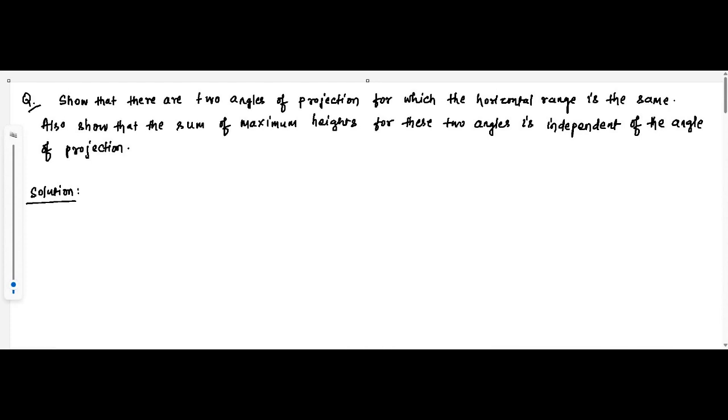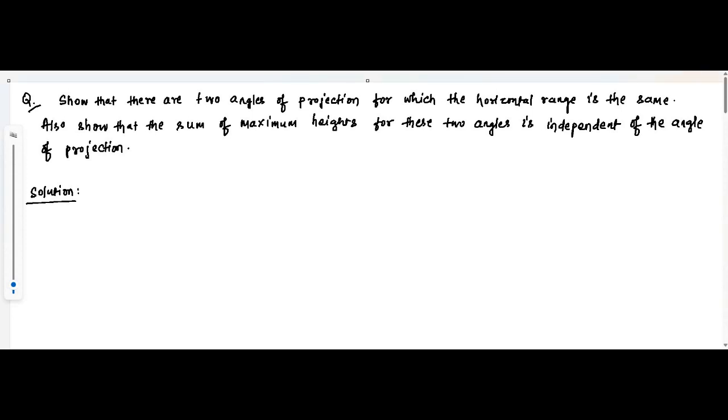So here is another question on projectile motion with angular projection. It is given: show that there are two angles of projection for which the horizontal range is the same. Also show that the sum of maximum heights for these two respective angles is independent of the angle of projection.